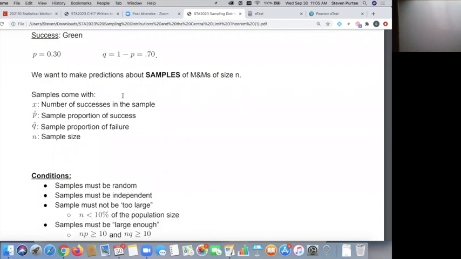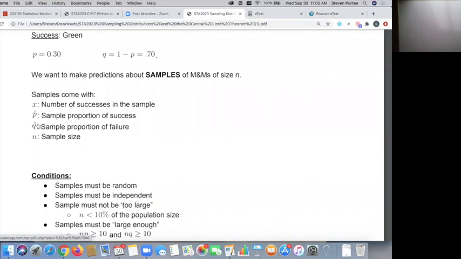Everybody counts their M&Ms and you'll say, well, I got 15 green in mine. I got 35 green in mine. I got 70 green in mine. Samples vary. That's sampling variability. You're going to get different samples. X stands for the actual number of green M&Ms you counted. P hat is the sample success rate. That's the percentage of green. X is the number of green. P hat is the percentage of green. So P hat will always be X divided by N.